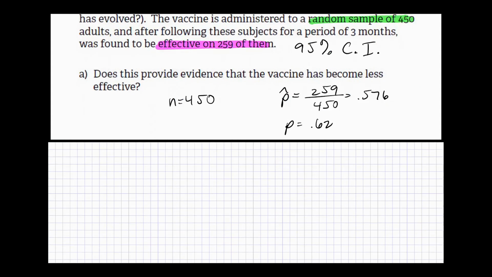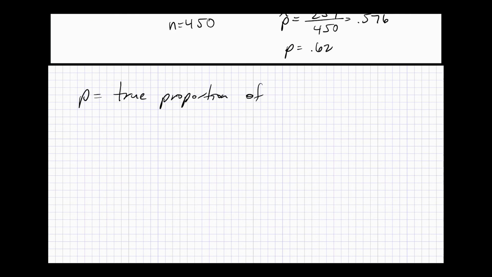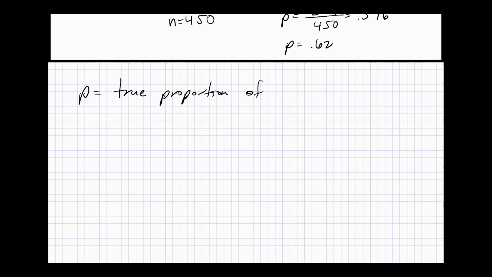All right. So P equals. Say it again, Aldrin. What'd you say? True proportion of people that the vaccine worked on. There you go. For which the vaccine was effective.